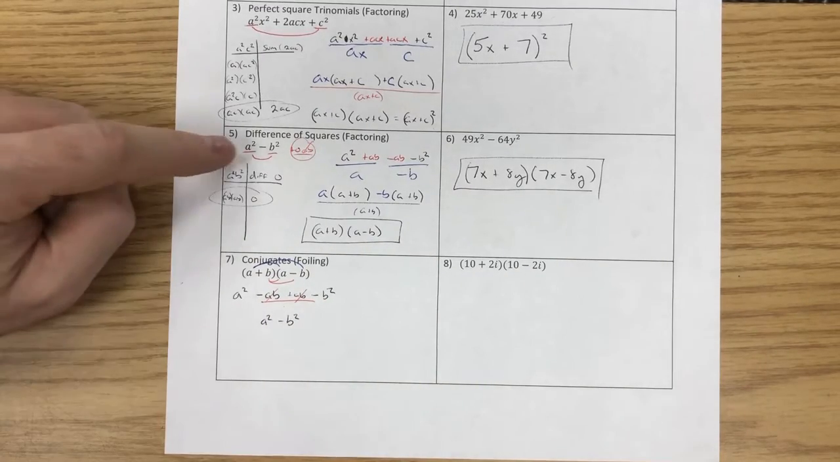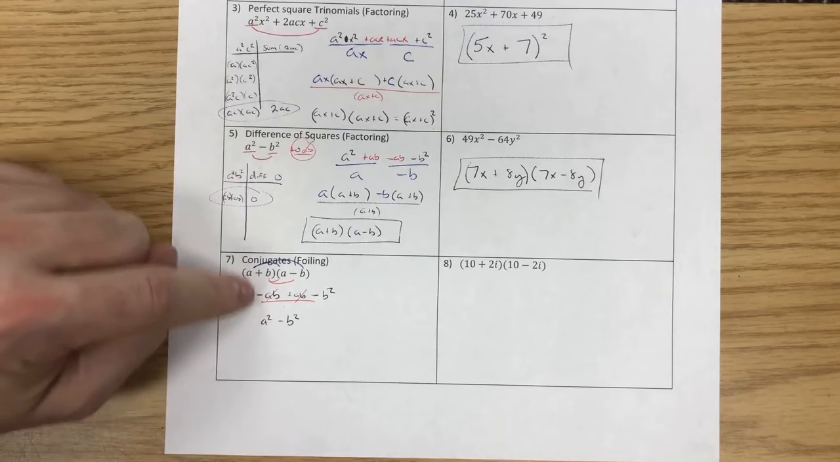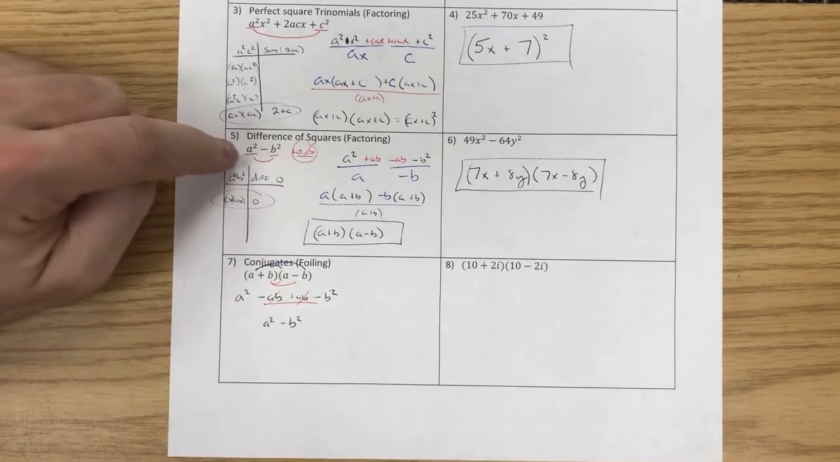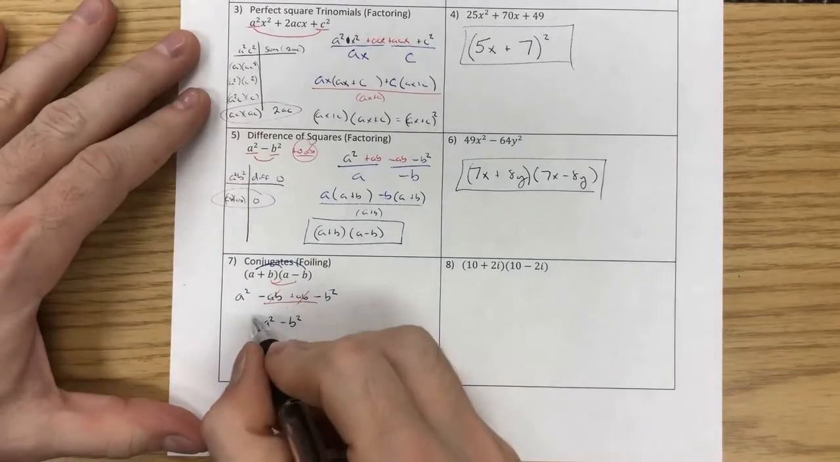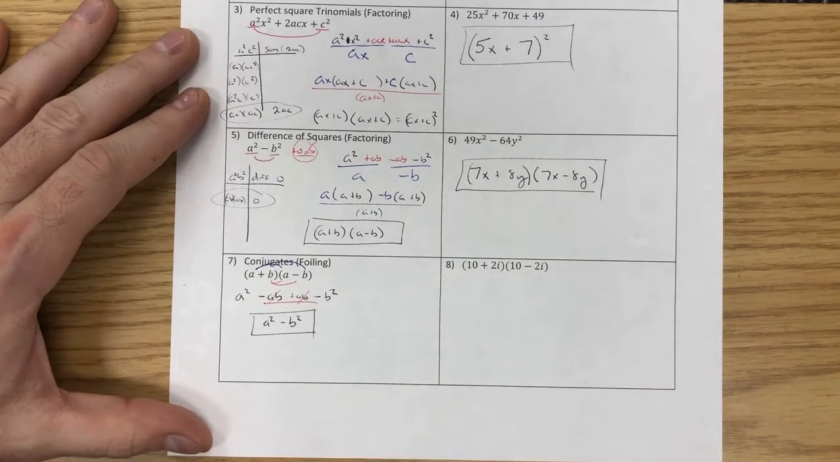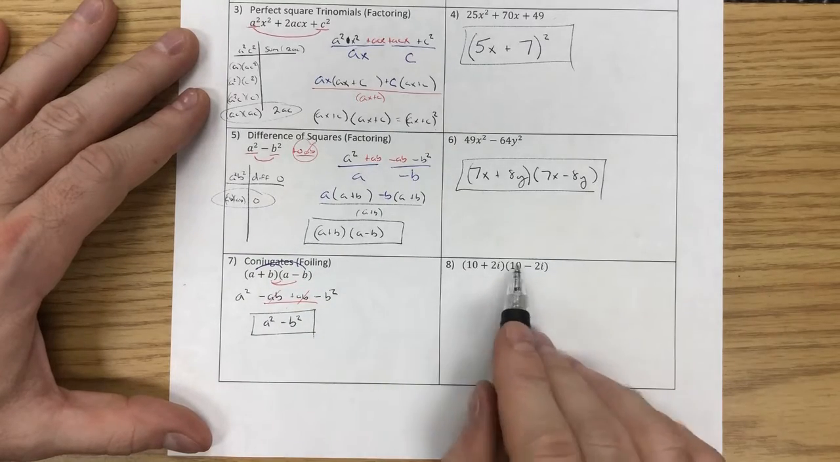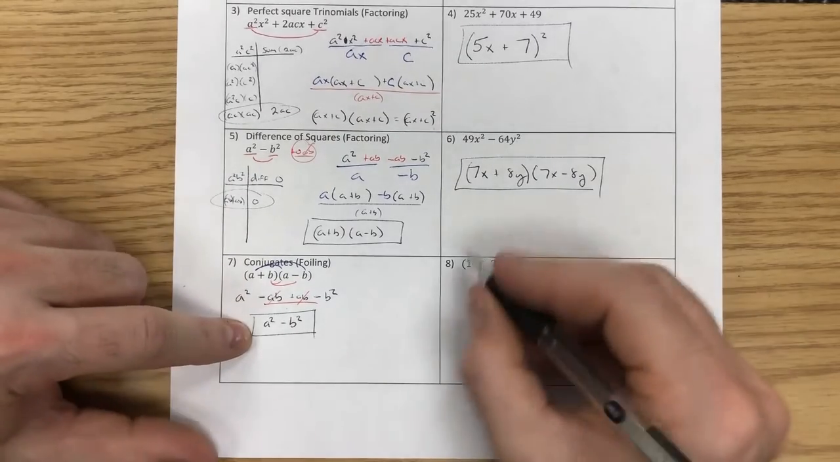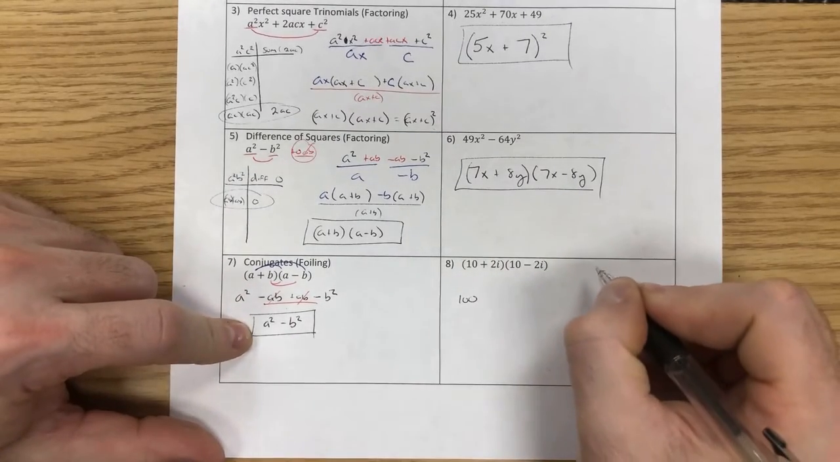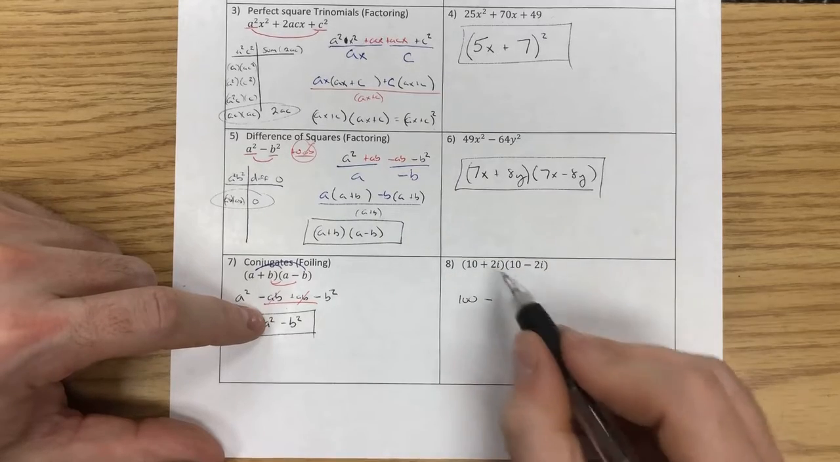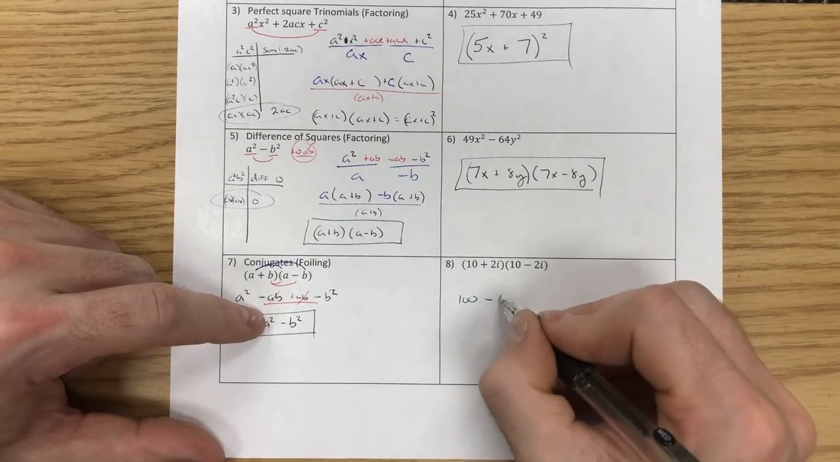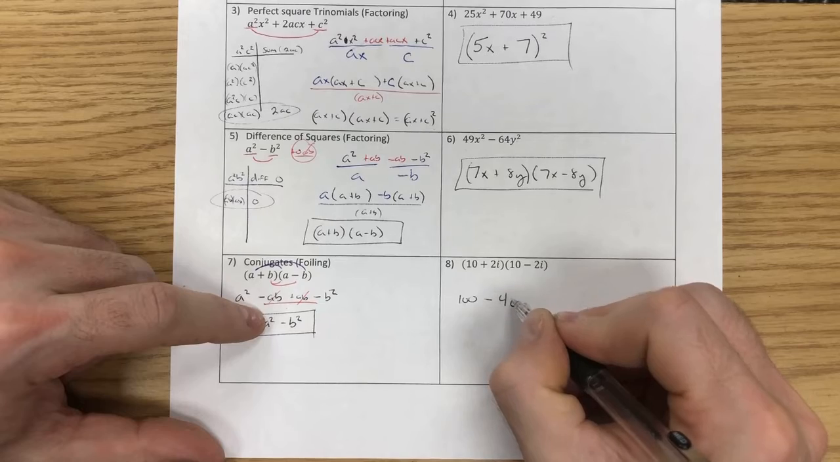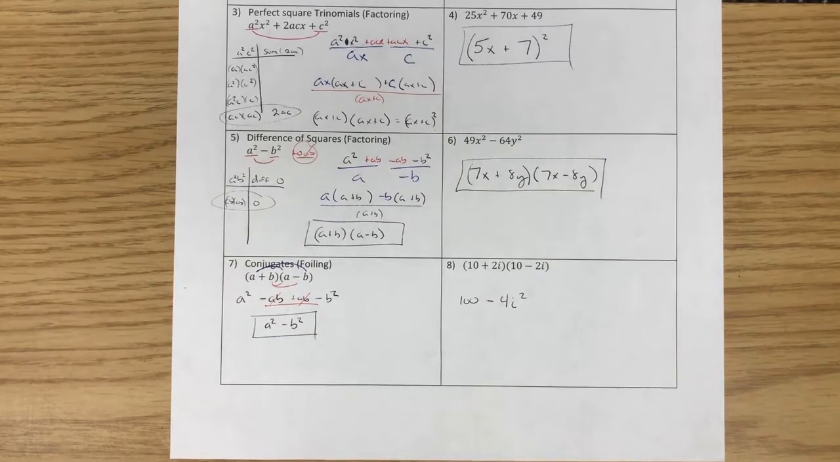So again, I showed that I can FOIL this and end up back with this. And this is my last polynomial identity. So if I ever see something that's plus and minus, I'm going to say, okay, I'm going to square the first thing, 100. And I'm going to subtract, square the second thing. So 2 squared is 4, i squared is i squared.